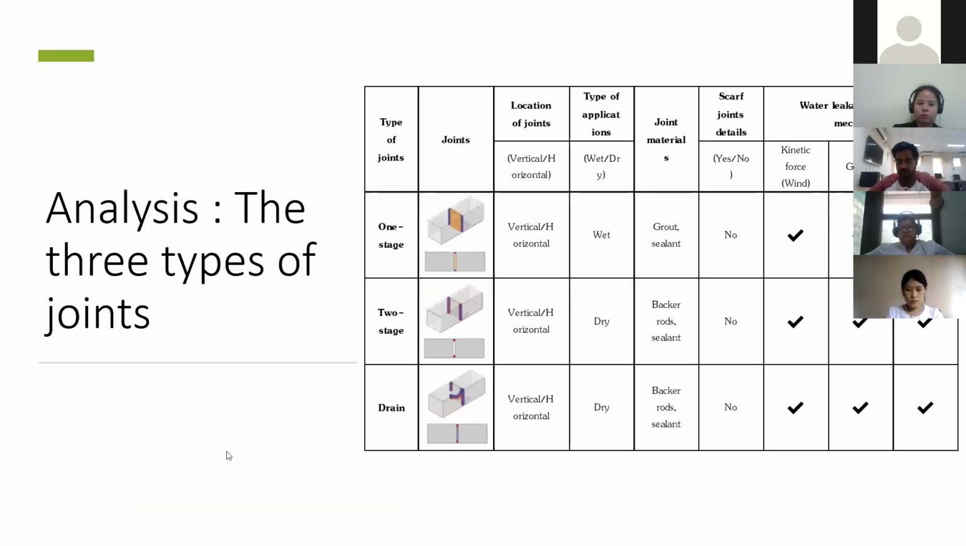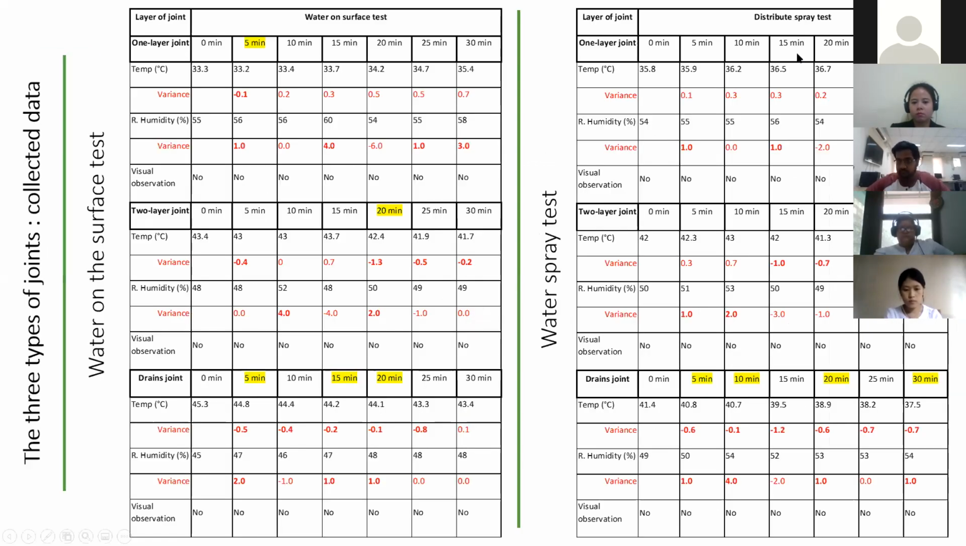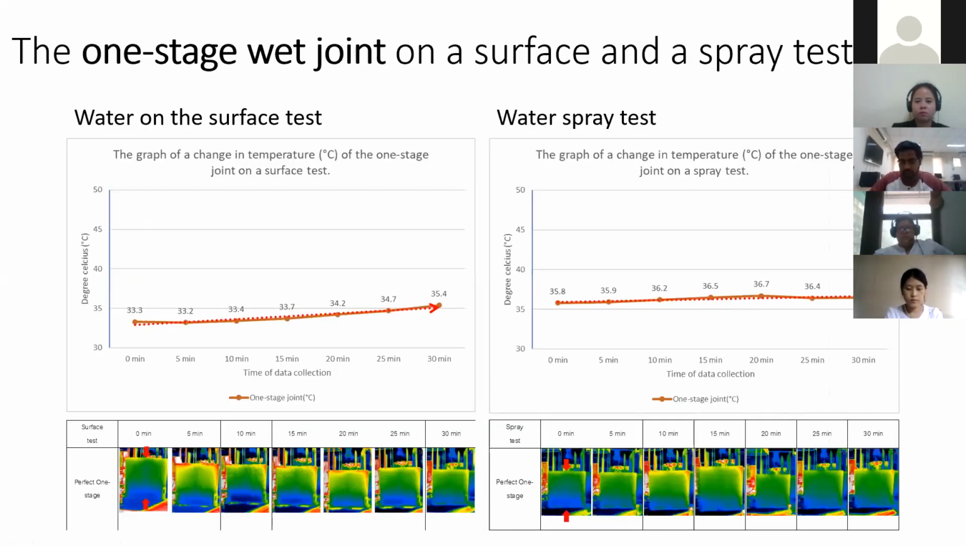These are the tables that show the three different types of joint and the water prevention mechanisms they use. The data collected from the experiment is put into the table here, but for easier reading, here are the diagrams.